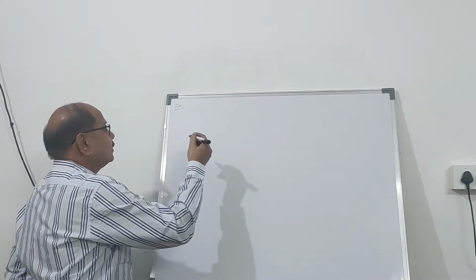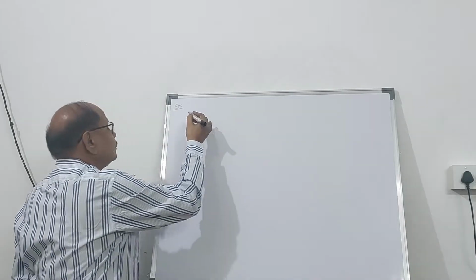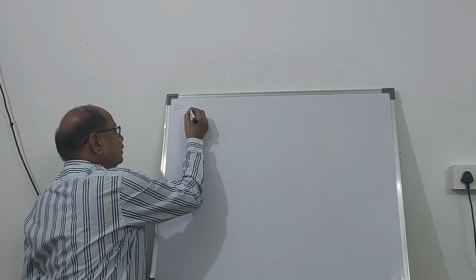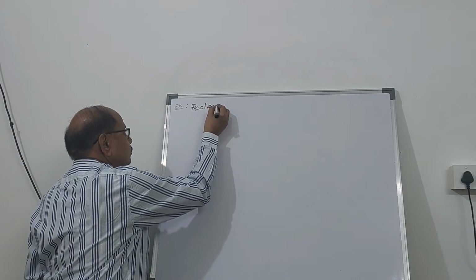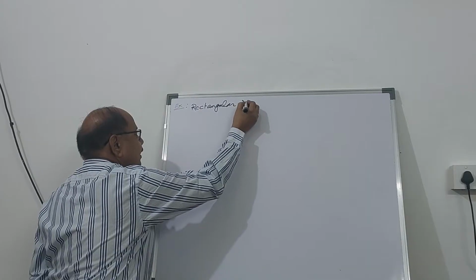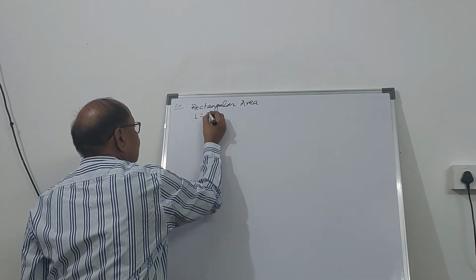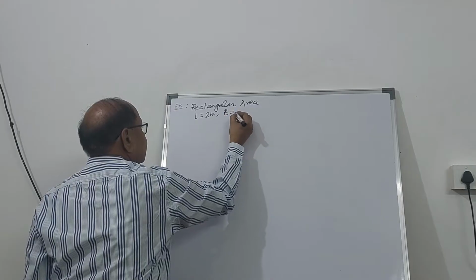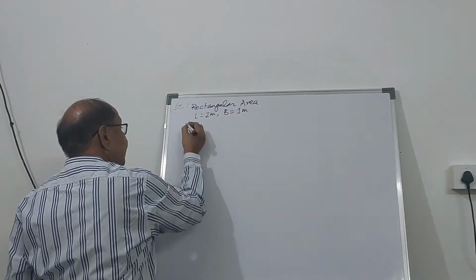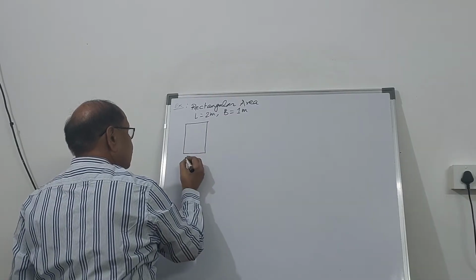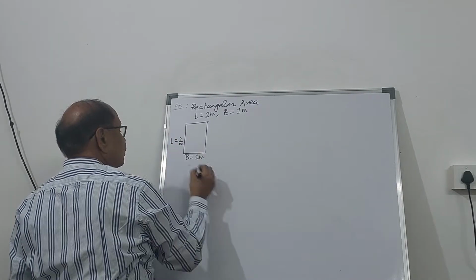Let's say the surface loading is having a shape of a rectangle. So it is a rectangular area, and this rectangular area is having a length equal to 2 meter and width equal to 1 meter. So you have a loaded area. This is B, 1 meter, and this is L, 2 meter.